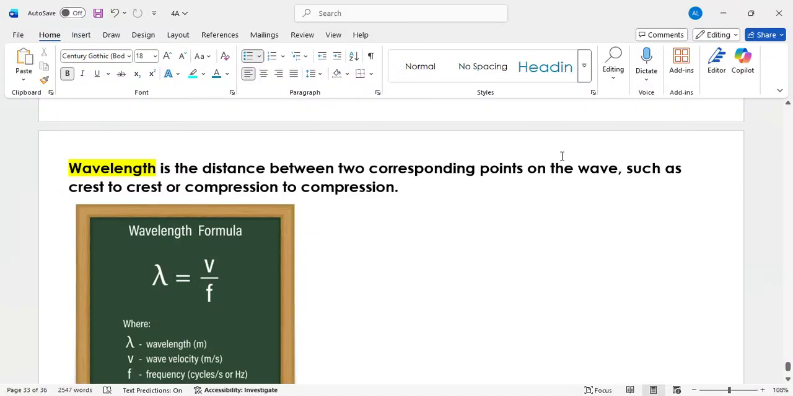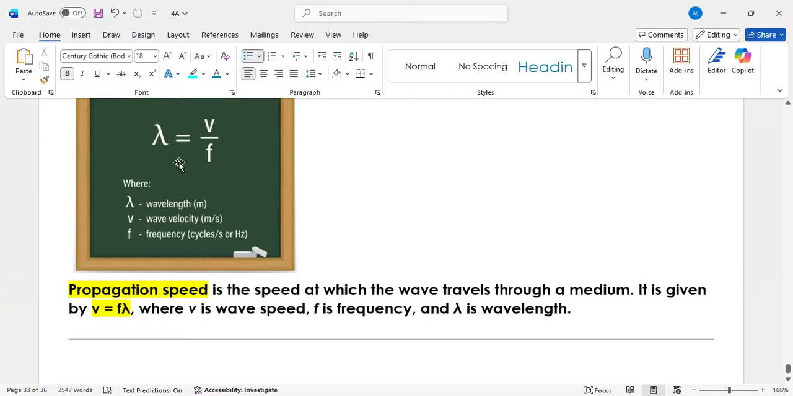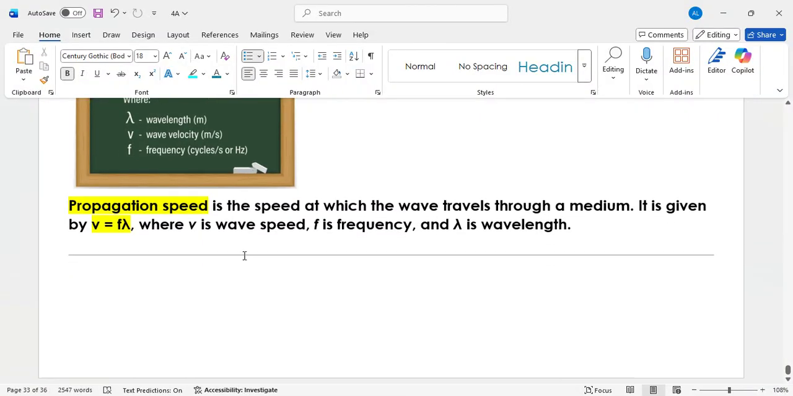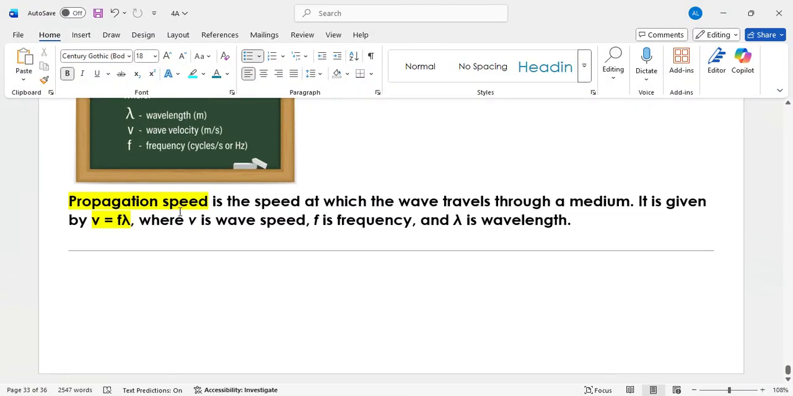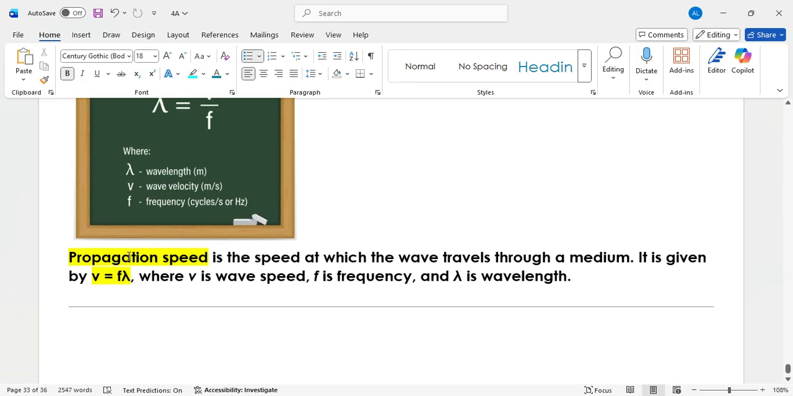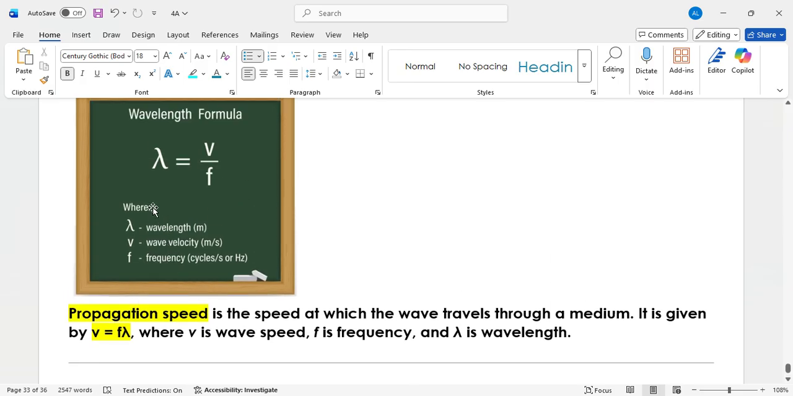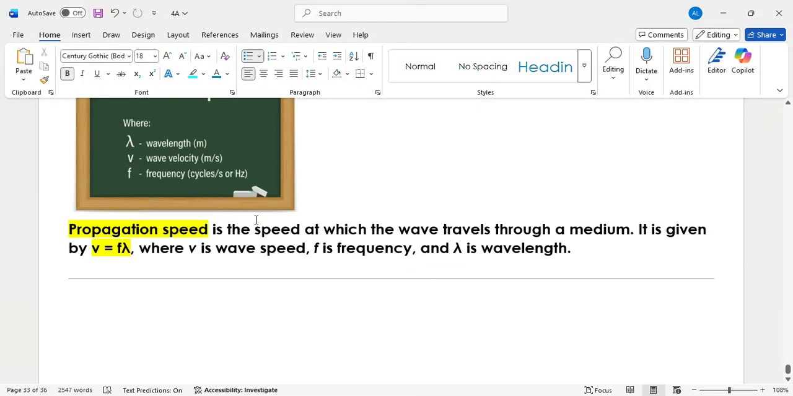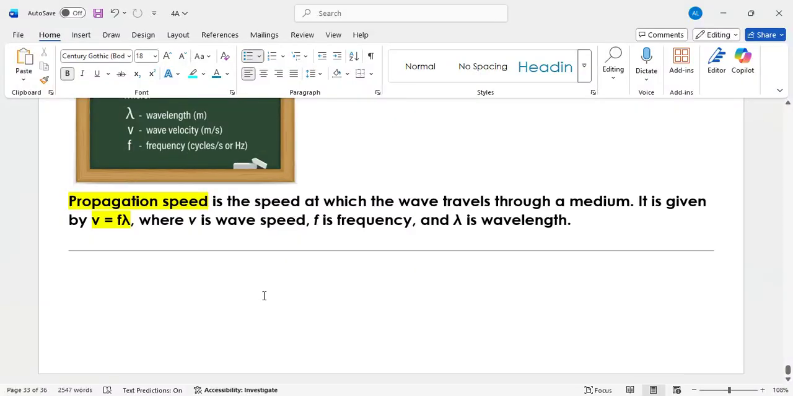Wavelength is the distance between two corresponding points on the wave, such as crest to crest or compression to compression. λ = v/f, right? Wavelength is in meters, v is wave velocity in meters per second, and frequency is in cycles per second or hertz. What is propagation speed? Propagation speed is the speed at which the wave travels through a medium. It is given by v = fλ, right? So we just cross multiply: v = fλ, where λ is the wavelength.